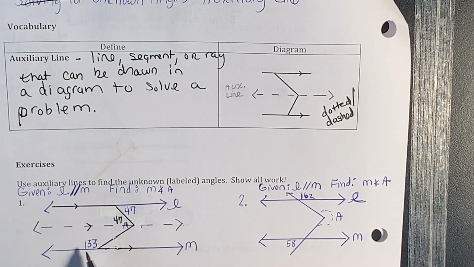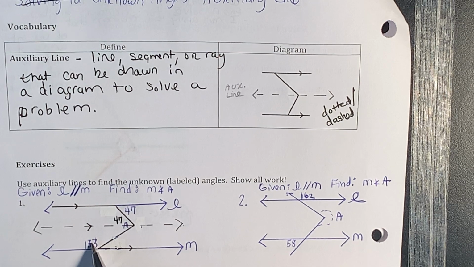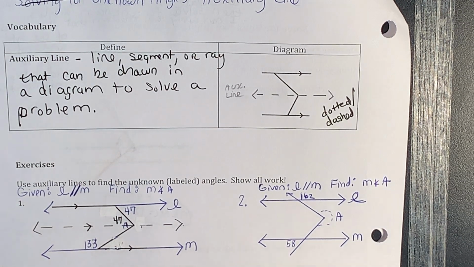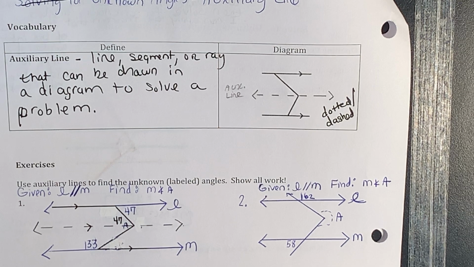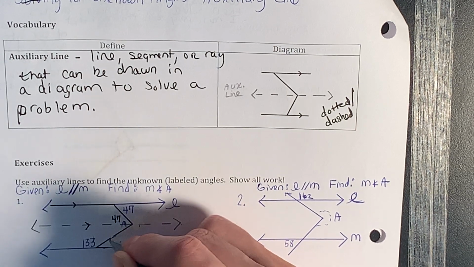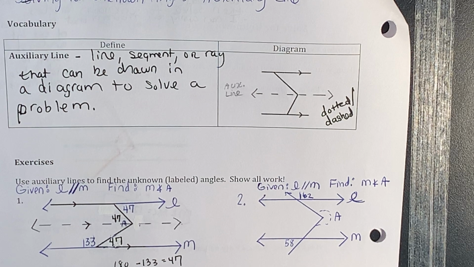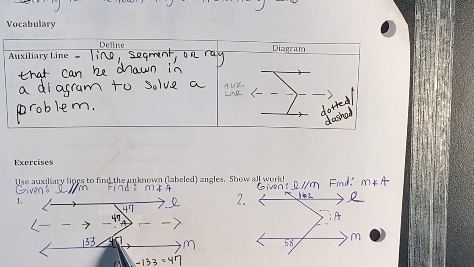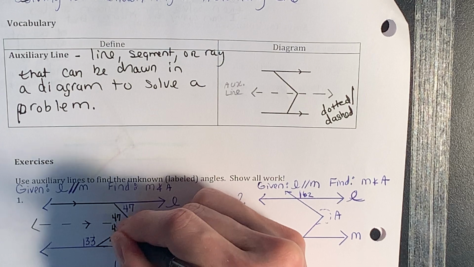So if this is 133, then we would know in fact that we can't do alternate interior with this because we would need this guy and this guy. So what we're going to have to do here is angles on a line. 2 angles on a line are supplementary, which means in fact that they add up to 180. So if you take your calculator and you do 180 minus 133, you're going to get 47. So this guy's 47. Now, if this is 47, it's alternate interior with this guy. Alternate interior angles are equal. So if that's 47, this is also 47.